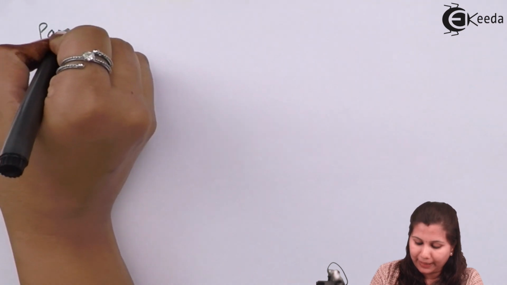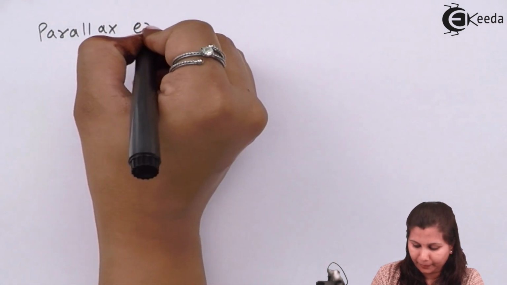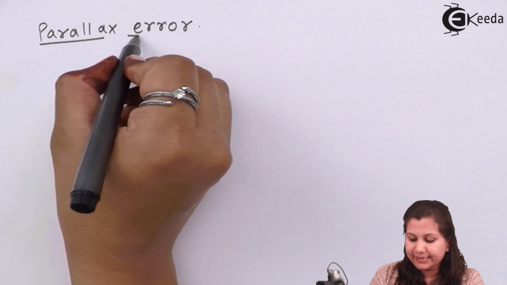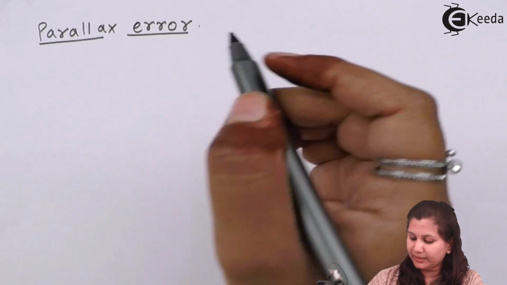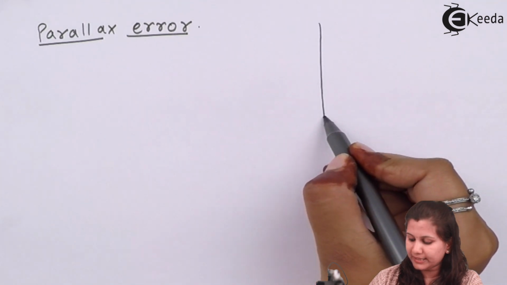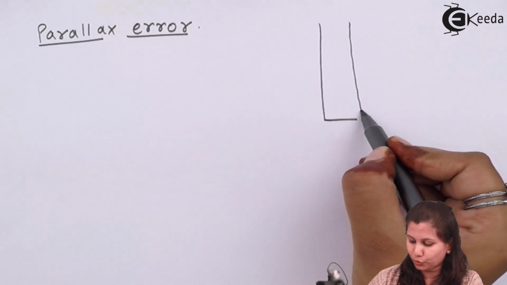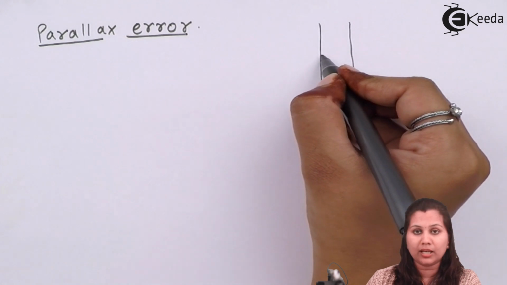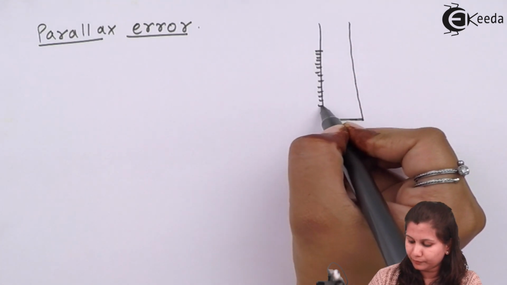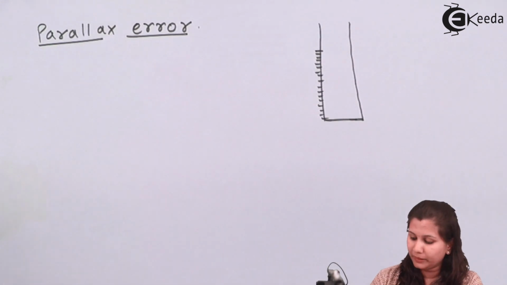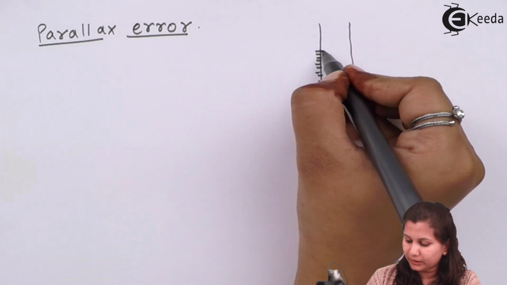Now if we talk about an example of gross error, we can have the parallax error. Parallax error is also a type of gross error. Parallax error means when the observer is taking a reading from a glass tube. Here we want to take the readings from this glass tube. Here we have a liquid in this.